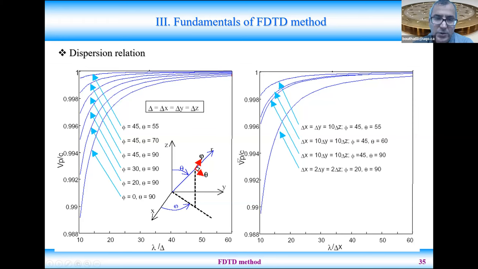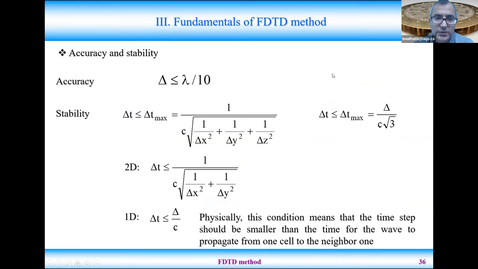So this is really a numerical effect, but this numerical effect, of course, can be decreased by decreasing the mesh. That's what we see, delta E. When we decrease the mesh, the speed of propagation will be much closer to C.